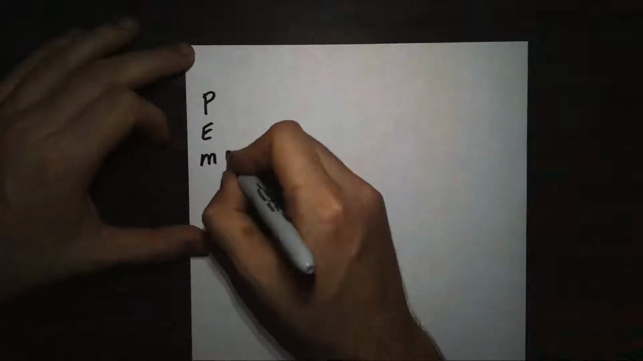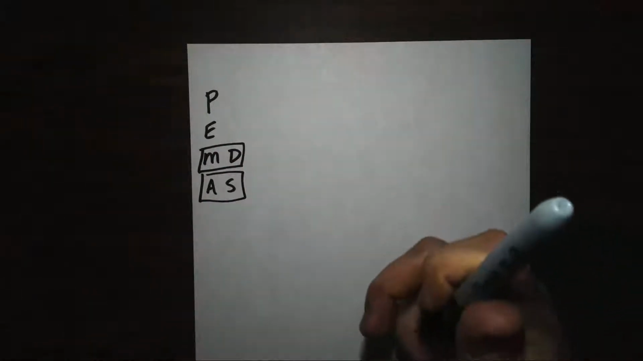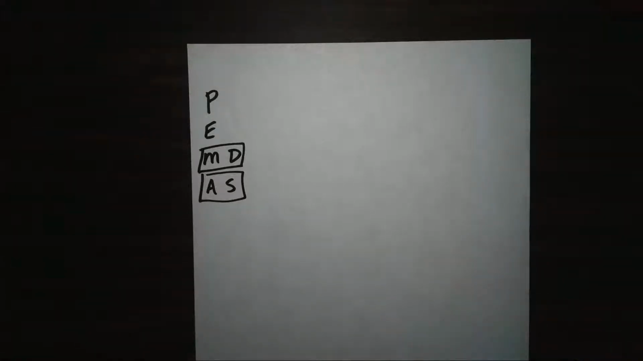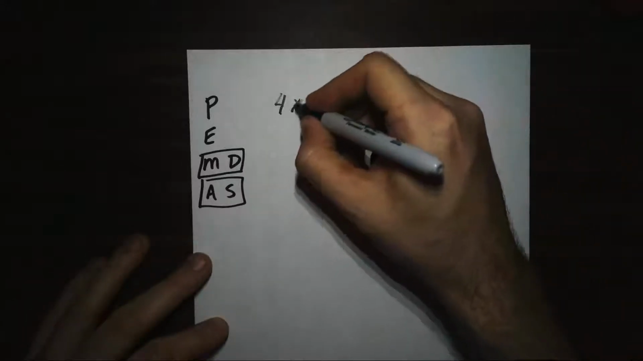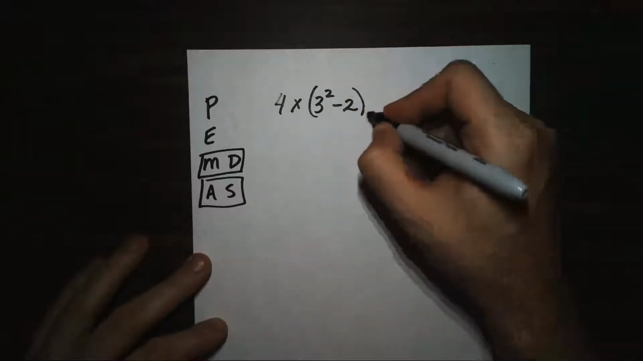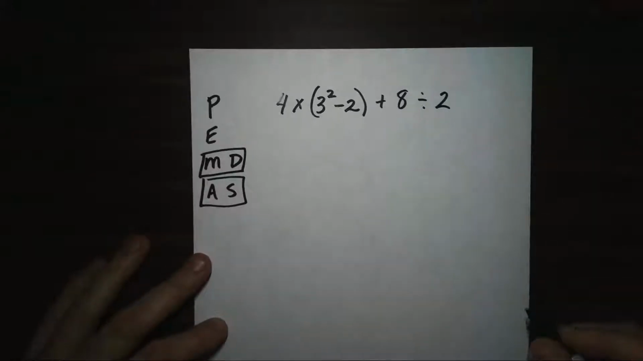I'm going to do a couple more. And if you'll remember, the order of operations is parentheses, exponents, multiplication and division, addition and subtraction. And I'm boxing these off to help remind me that those ones are in the same step. And let's see, let's do 4 times 3 squared minus 2. Let's put that in parentheses, plus 8 divided by 2.